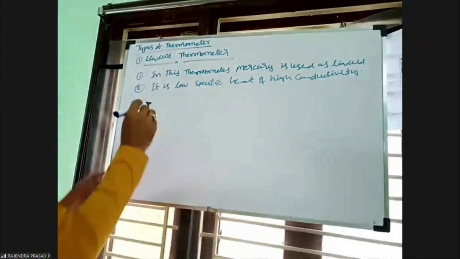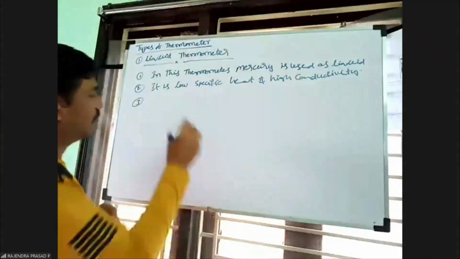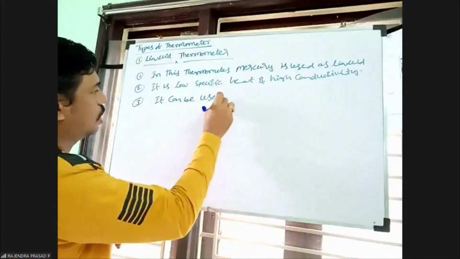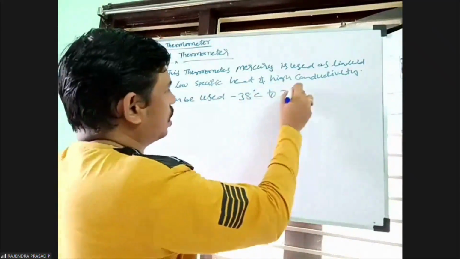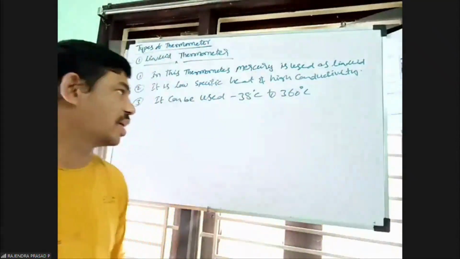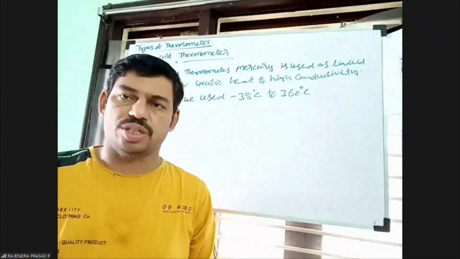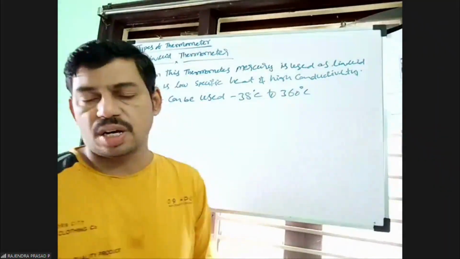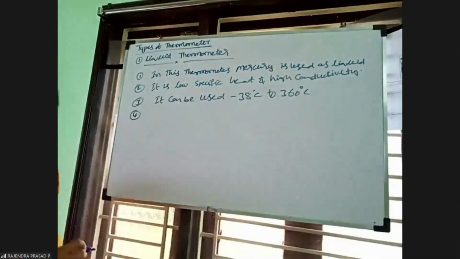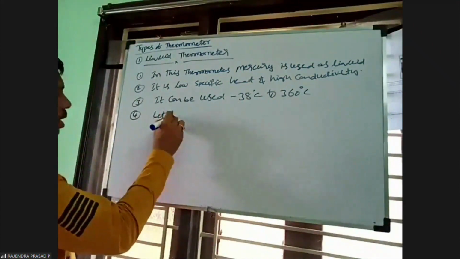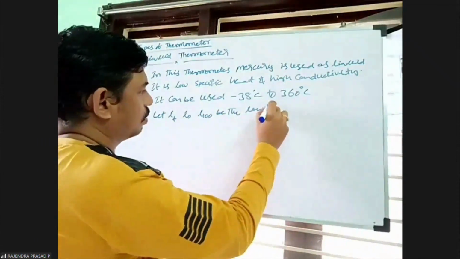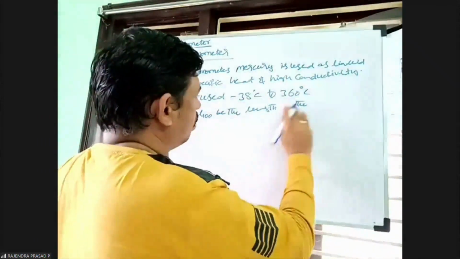Right. So third one: this thermometer can be used from minus 38 degrees C up to 360 degrees C. Next, the fourth one. Let Lt, L0, L100 be the lengths of the mercury column.